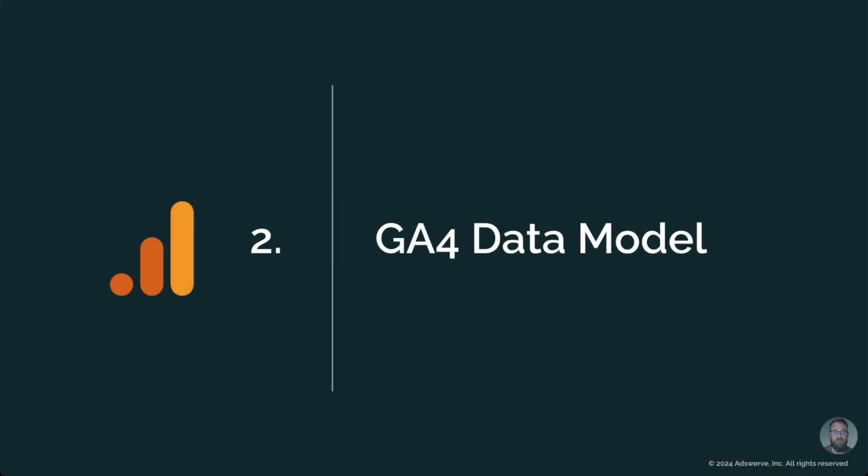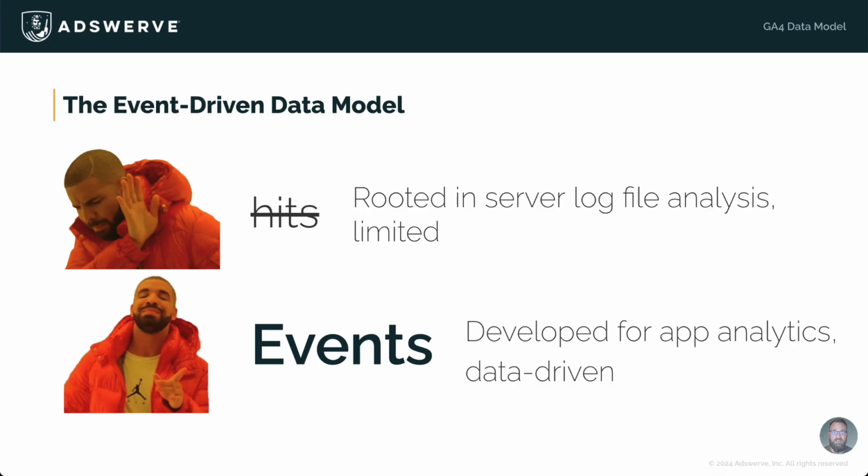Let's take a look at GA4's new data model. Essentially, we're ditching hits from the previous version of Google Analytics in favor of something called events. Events were developed for app analytics and is a data-driven model versus a server-driven model.